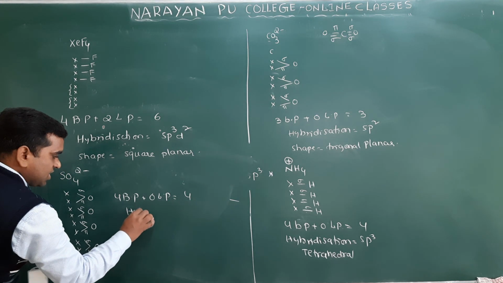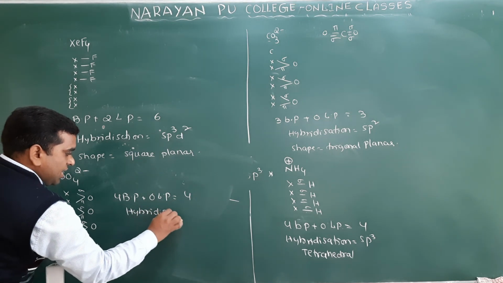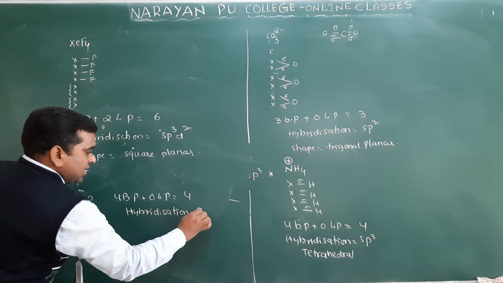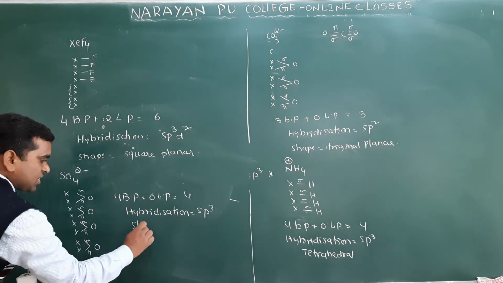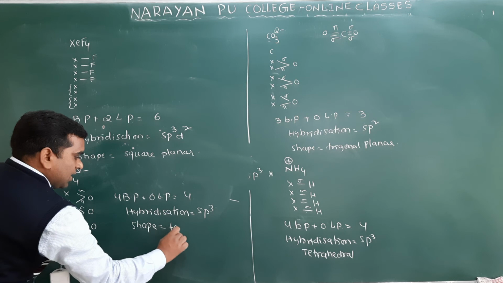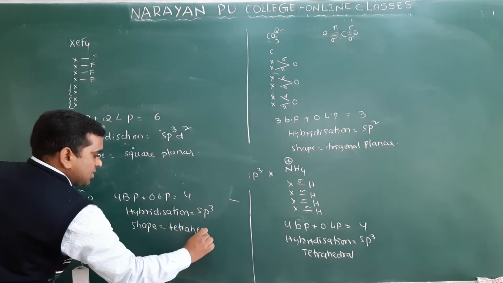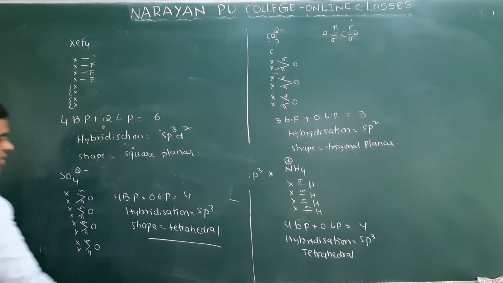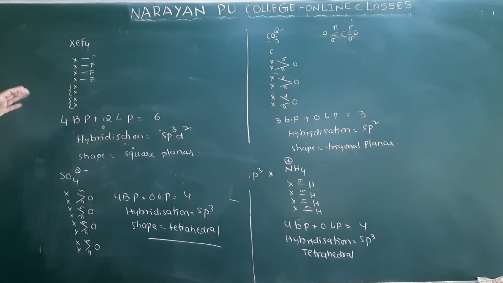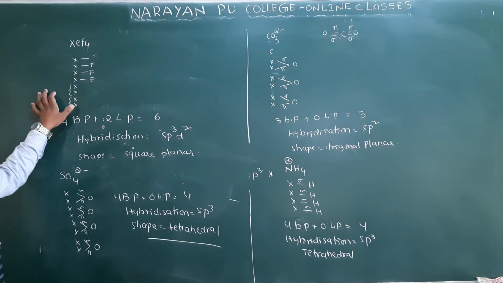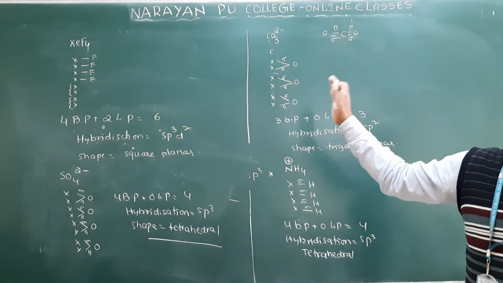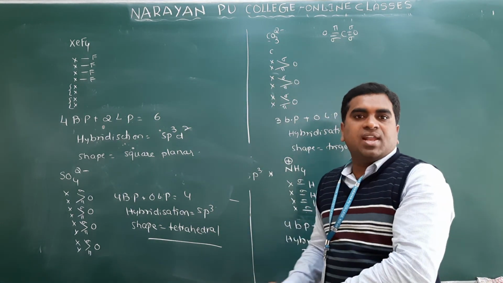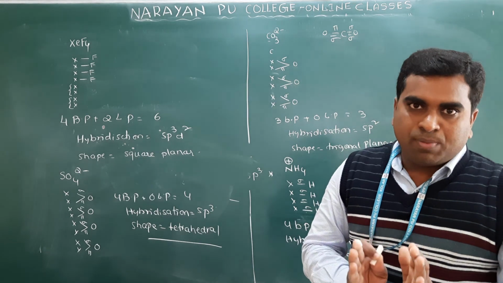What is the hybridization? sp3. And what is the shape? 4 bond pairs and 0 lone pairs. The shape is tetrahedral. Clear? So this is how to calculate. This is a simple trick for any molecule. If they give one, you can use this trick to calculate the hybridization as well as the shape of the molecule.